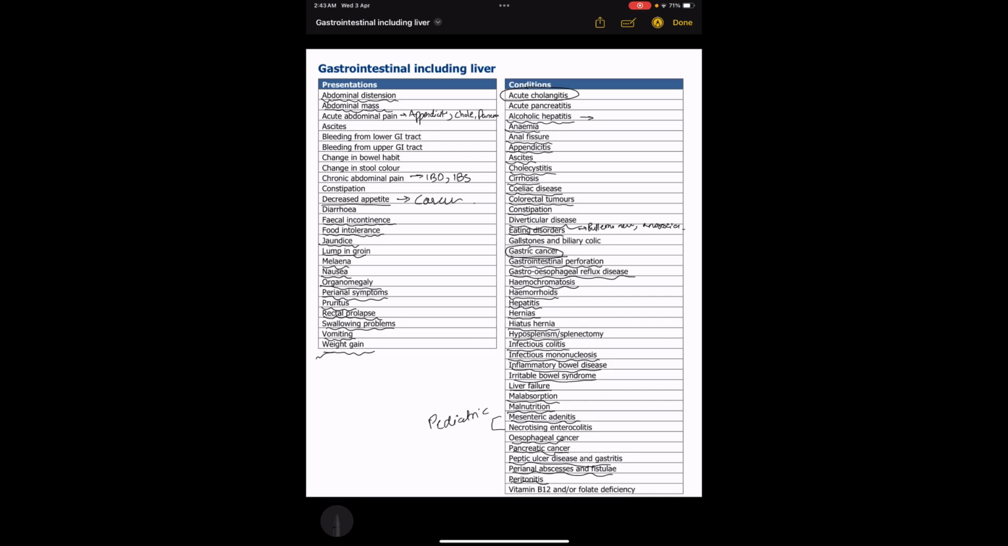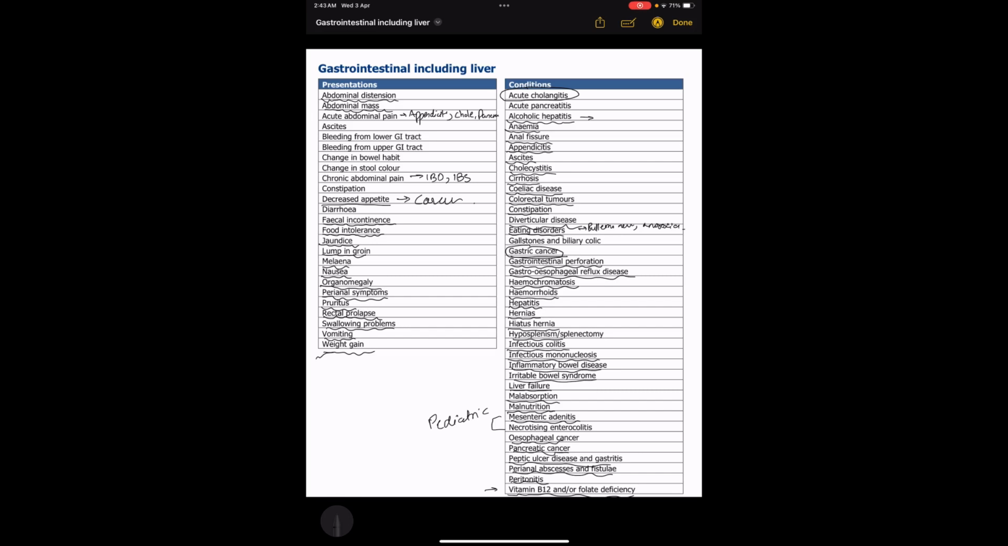Peritonitis, there will be absolute constipation. There will be no bowel sounds heard, and there will be extreme pain, and it's an emergency. Vitamin B12 and folate deficiency, we have already discussed. So there you go, doctors.